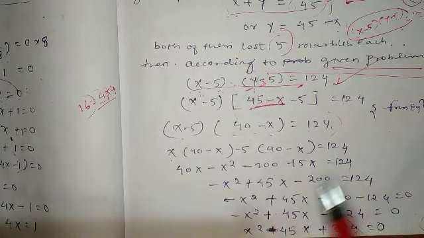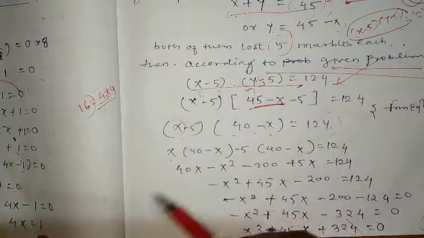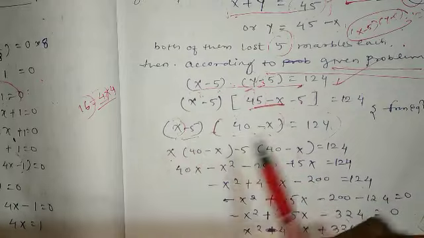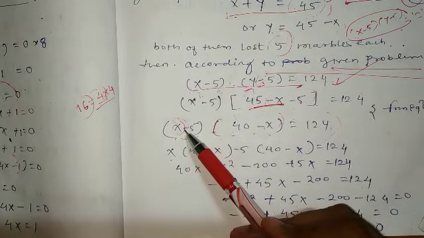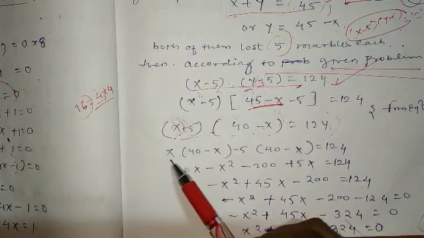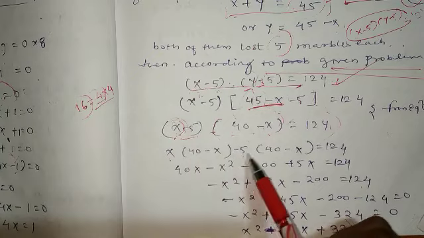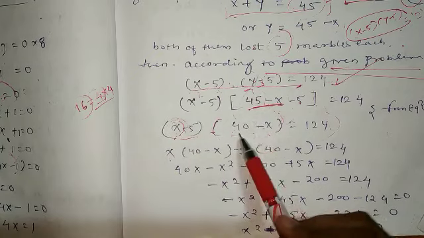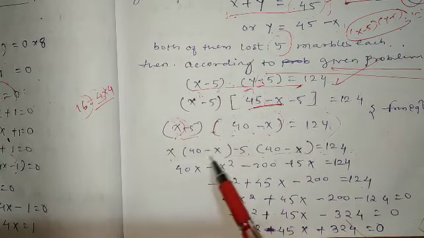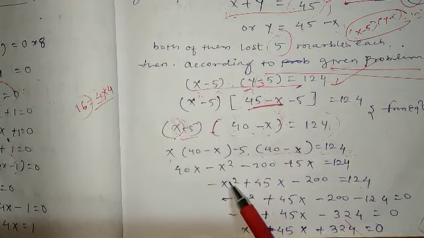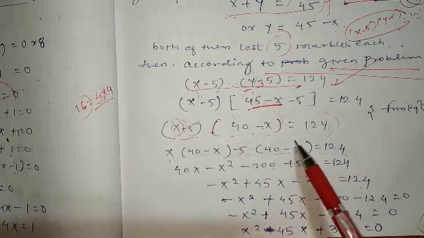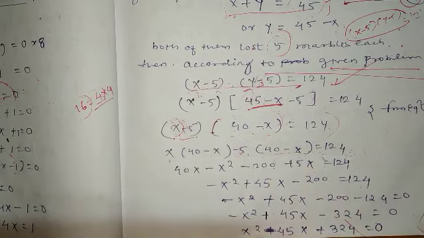Now, after basic simplification, you multiply these factors. Firstly, multiply this X by the factor 40 minus X. Then this minus 5 also multiplies 40 minus X, and it is equal to 124. After simplification, this is 40x, minus x square, minus 5 into 40 is minus 200, plus 5x is equal to 124.